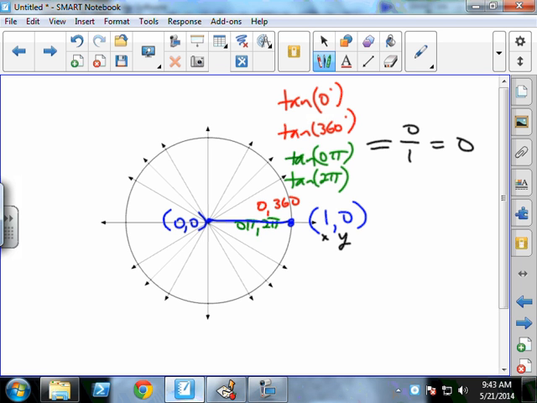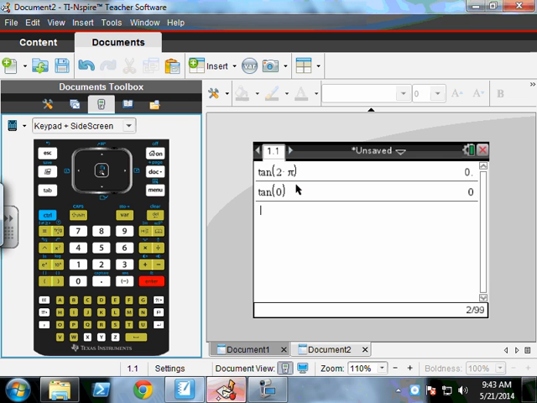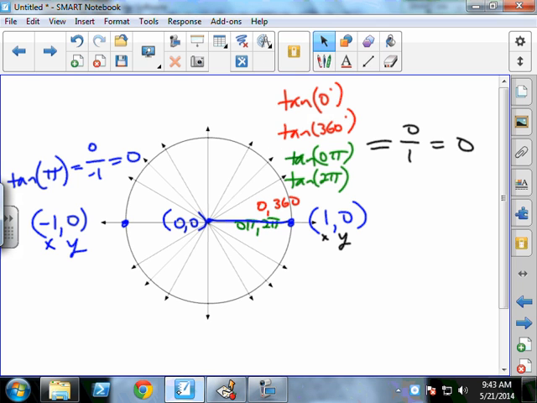Let's go across the way, from the east to the west. Remember the coordinates here are -1, 0. So the tangent at pi would be y over x, 0 over -1, which is still 0. So the tangent at pi, not 2 pi, but at 1 pi, is 0. Well, that's interesting.